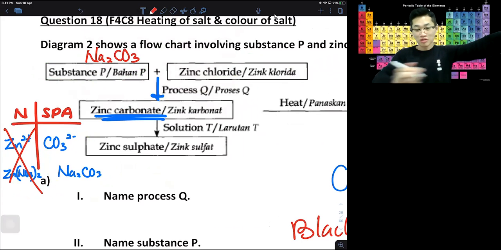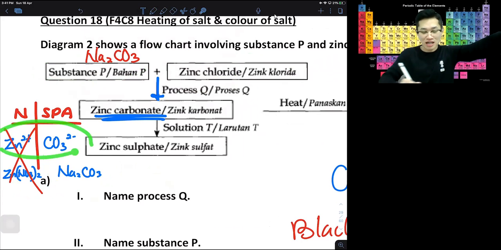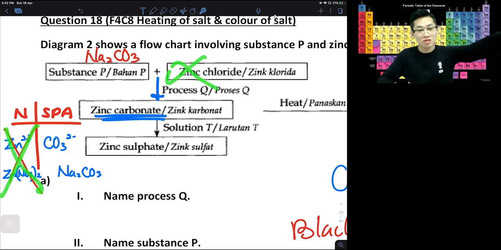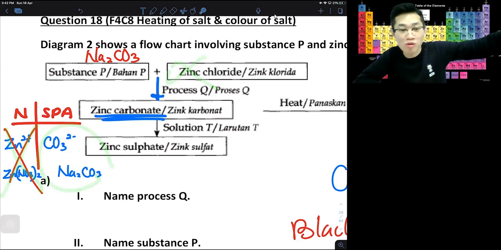Understand? This is how I do. Find ingredients. I want to make zinc carbonate, so I find the ingredient. Already got zinc, then we don't want the zinc. We only take the half of sodium carbonate.